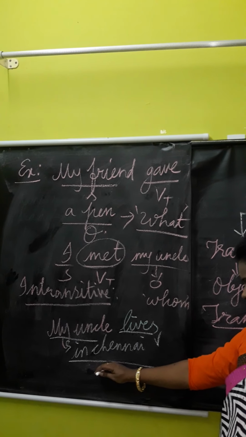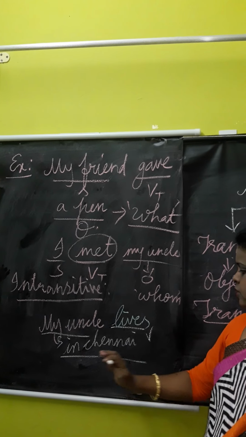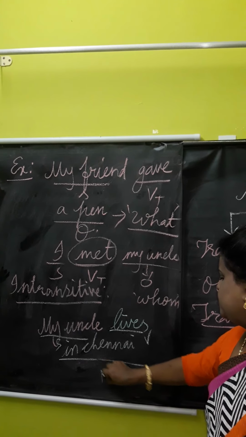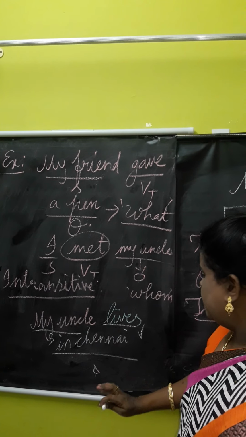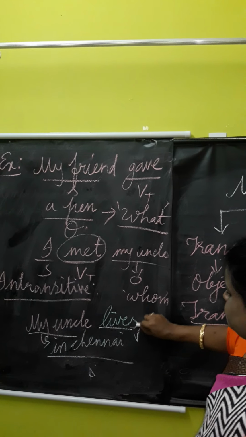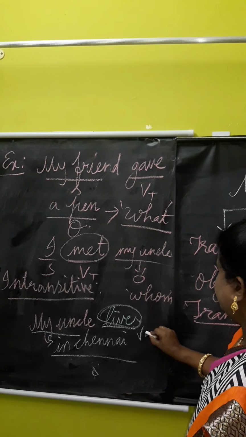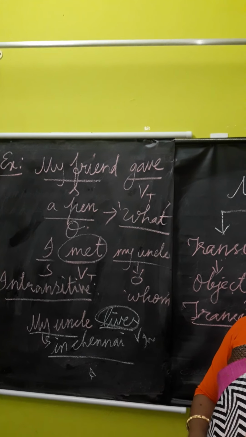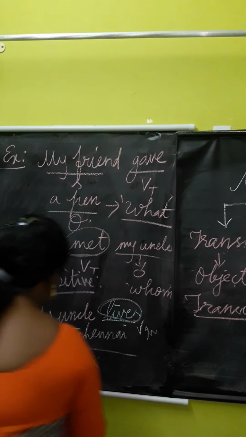Then what question can we ask? Where? Where does my uncle live? So this is an adjunct, or we can call it a phrase. So this is not an object. That is why this particular verb, lives, is an intransitive verb, VI. Let's have another example.